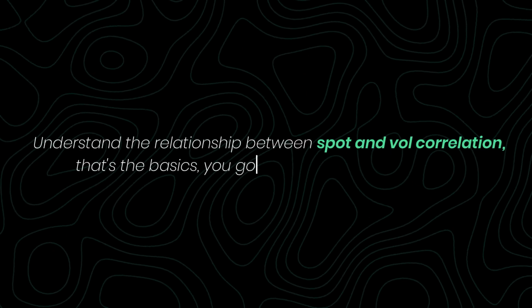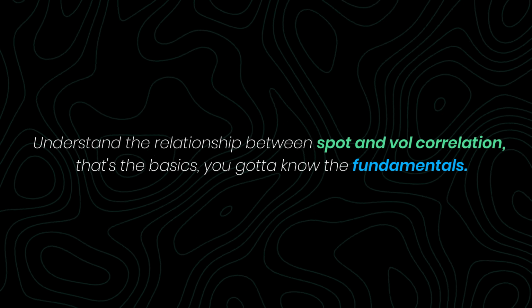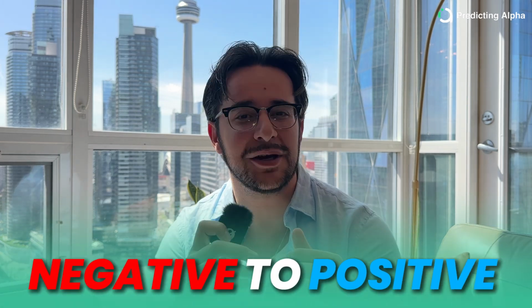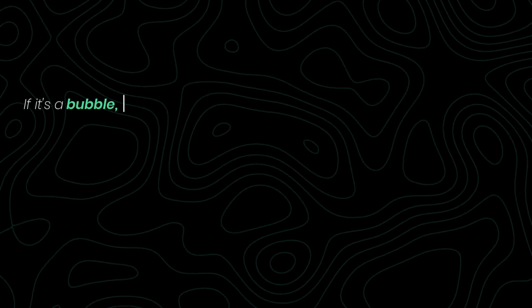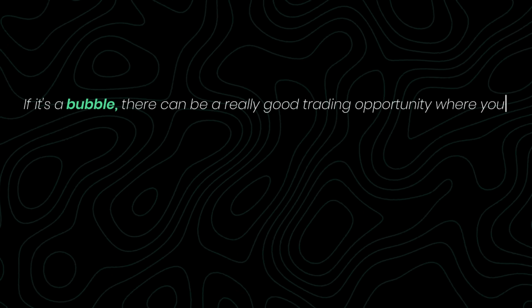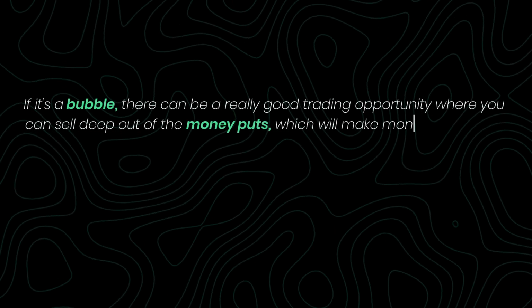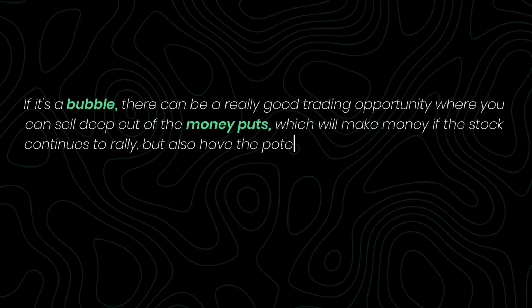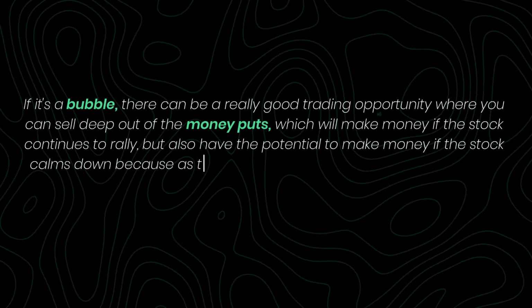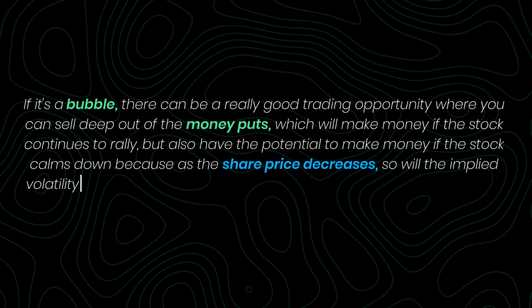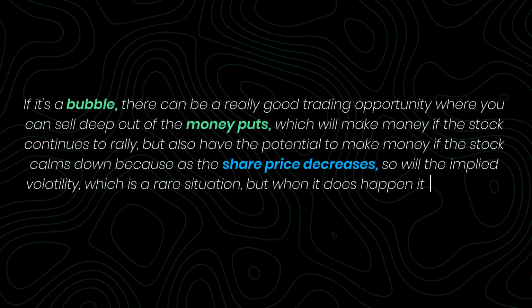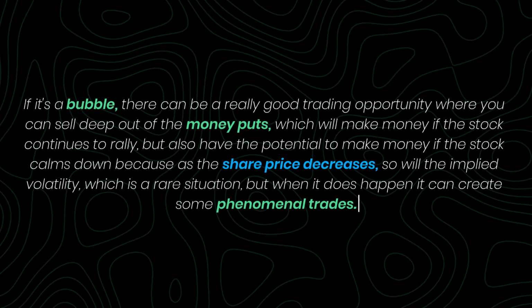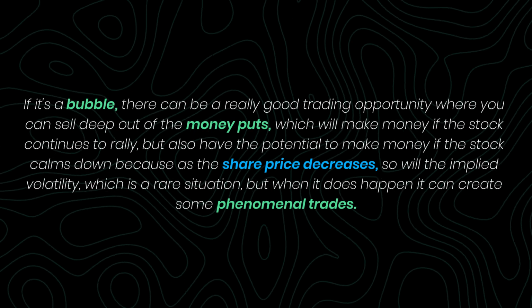So it all boils down to this. Understand the relationship between spot and vol correlation. That's the basics. You gotta know the fundamentals. But once you understand that, start looking for times where that relationship has flipped from negative to positive. Because in those situations, if it's a bubble, there can be a really good trading opportunity where you can sell deep out of the money puts, which will make money if the stock continues to rally, but also have the potential to make money if the stock calms down, because as the share price decreases, so will the implied volatility, which is a rare situation, but when it does happen, it can create some phenomenal trades.